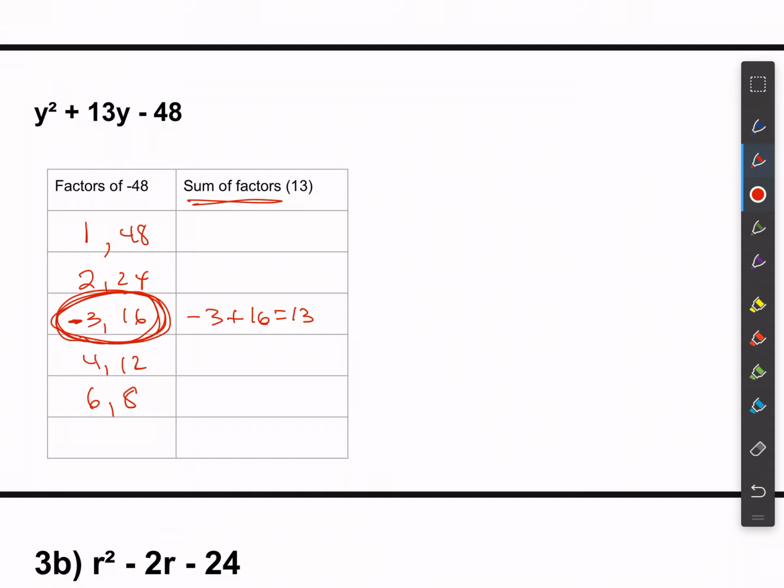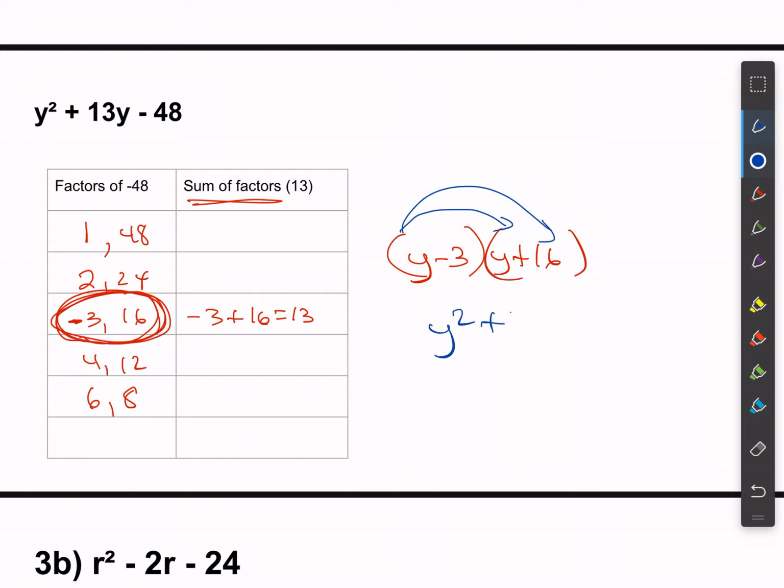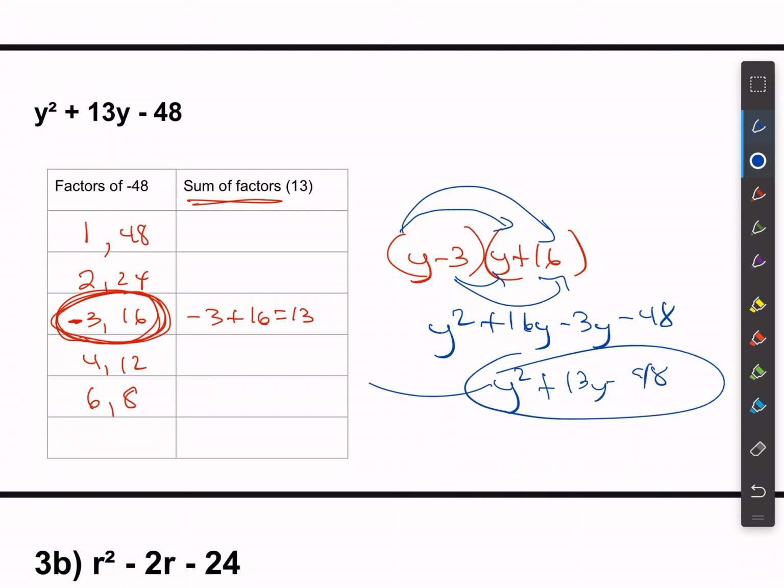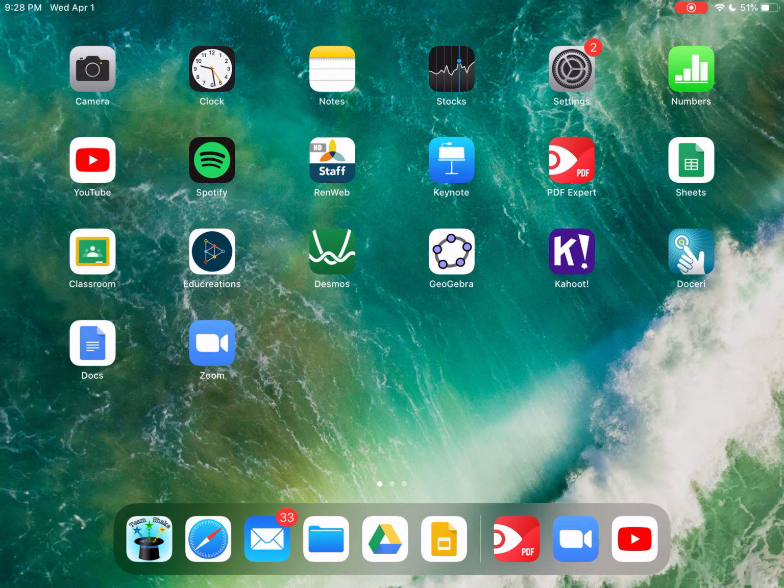So my factors of this would be y minus 3 and y plus 16. And sure enough, if I FOIL this back, y times y gives me y squared, y times 16 gives me plus 16y, negative 3 times y gives me negative 3y, and negative 3 times 16 gives me negative 48. Okay, so if I combine like terms, I get this, and I am good to go. I get the original term back. So this is my factored version.